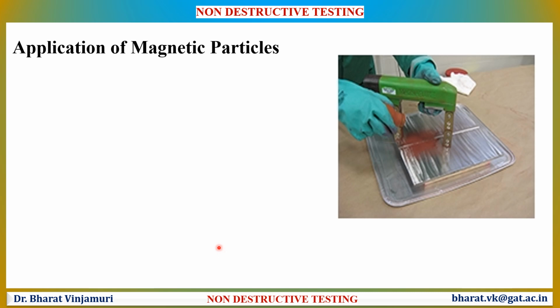As soon as the component is magnetized using the yoke, the magnetic particles, usually iron oxide in the form of dry powder or suspended in oil, are applied on the surface of the component which is to be tested.